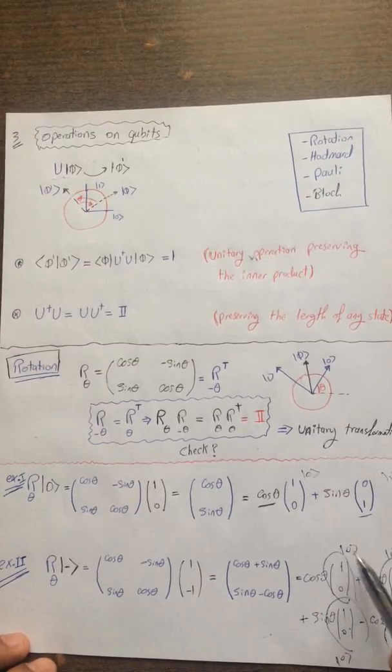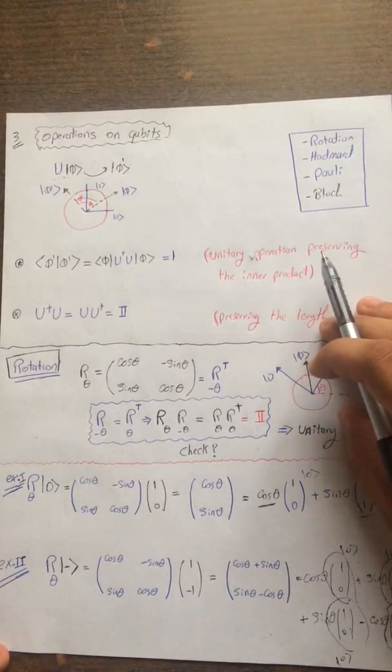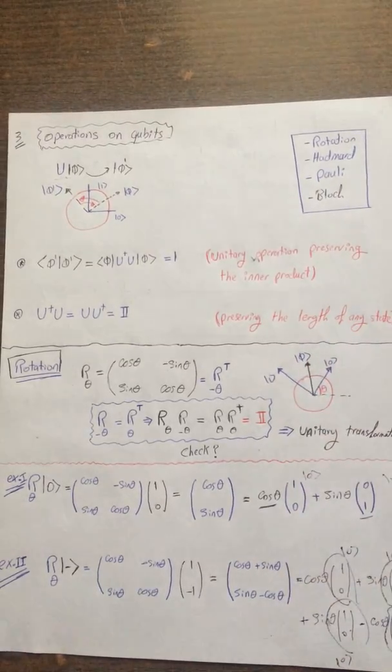Here we have the 0 plus 1, the 0 plus 1, sort of transforming into different bases. So the rotation is interesting, but let's take another look at another operator, the Hadamard operator.